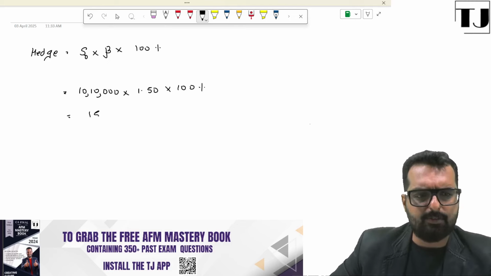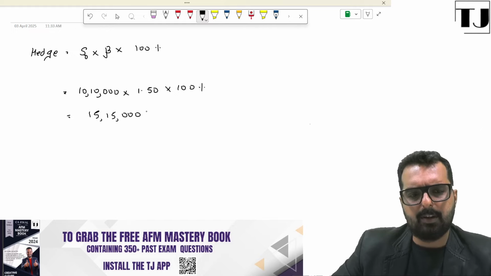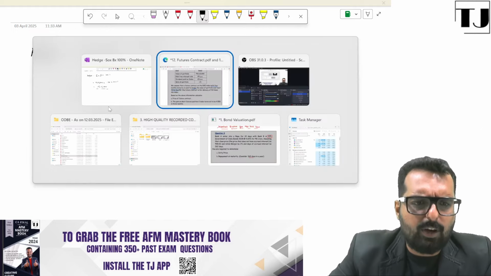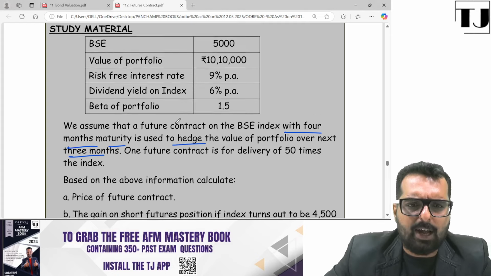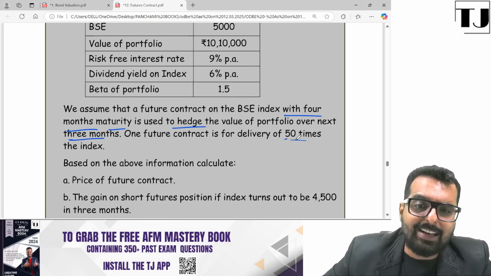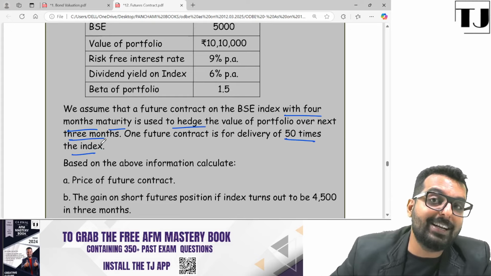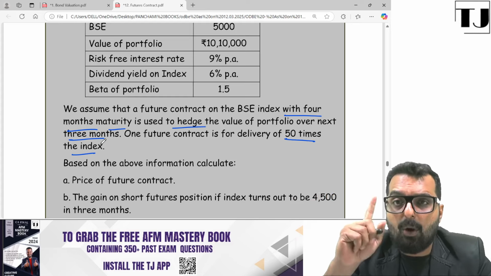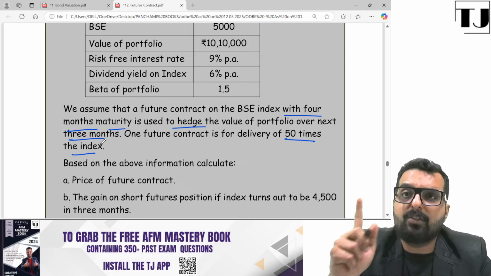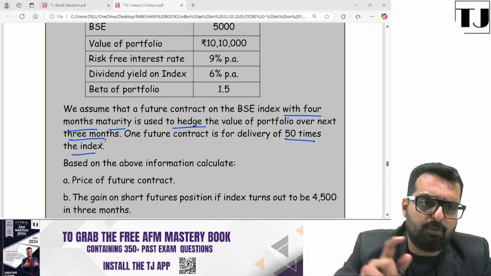Do I get the answer as 15 lakh 15,000? Am I right? This I will divide by the contract size. So what is the contract size given over here? I believe they have told the future price is 5050 and it is for delivery how many times? 50 times. So minimum 50 future contracts I have to buy. Price of one future contract is 5050.